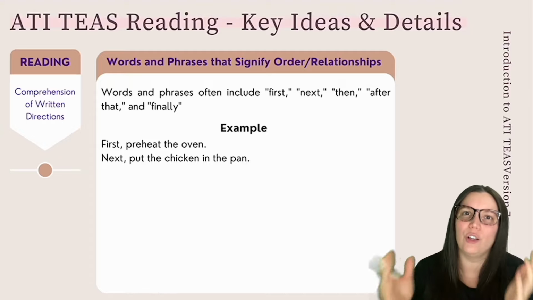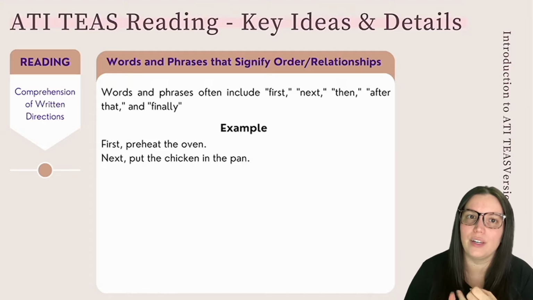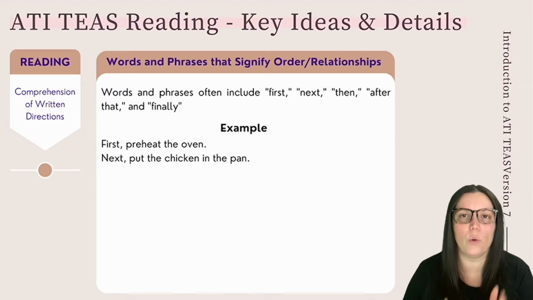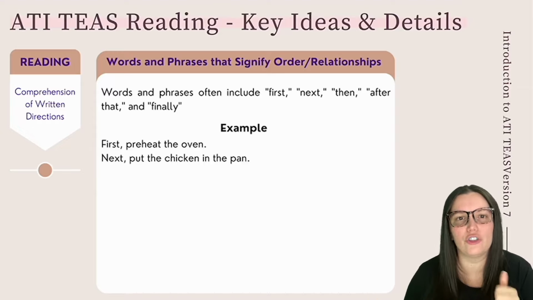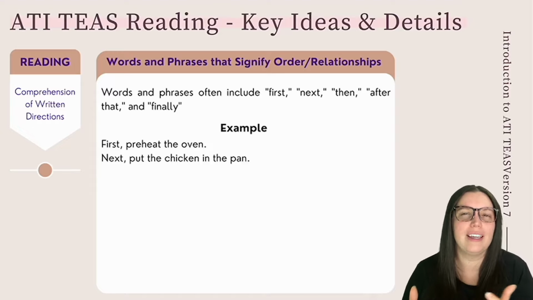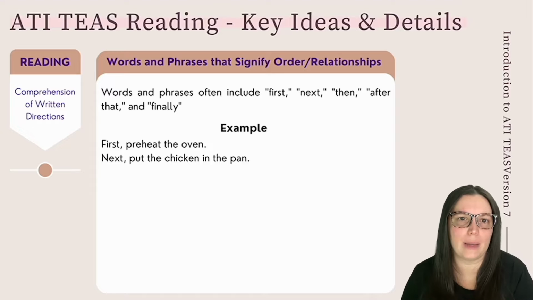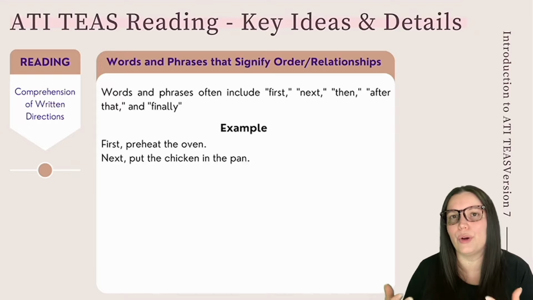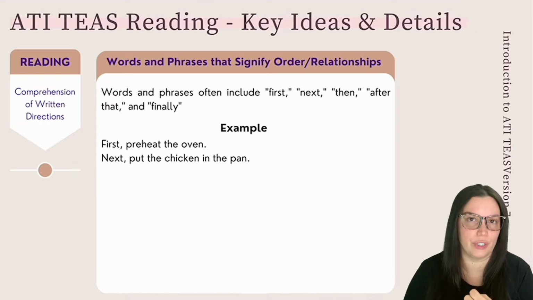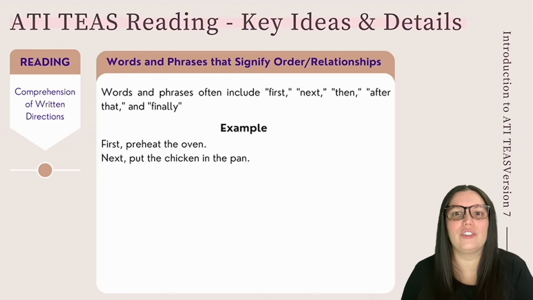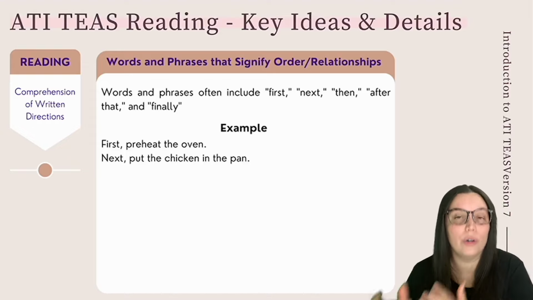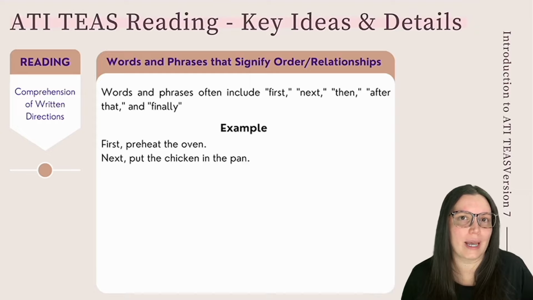So the next topic we're going to look at is demonstrating comprehension of written directions. And we are going to take a closer look at identifying words and phrases that signify order and relationships. Procedural texts are instructions that tell you how to do something, typically through a sequence of steps. They often include words and phrases such as first, next, then, after that, and finally. These words and phrases signify the order in which you are to perform steps.